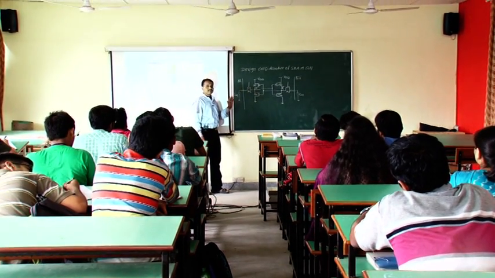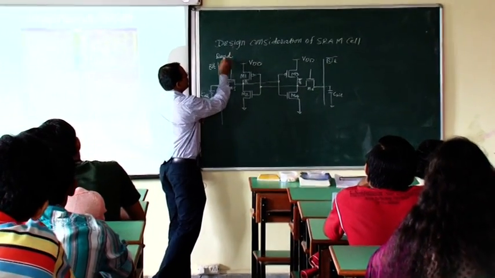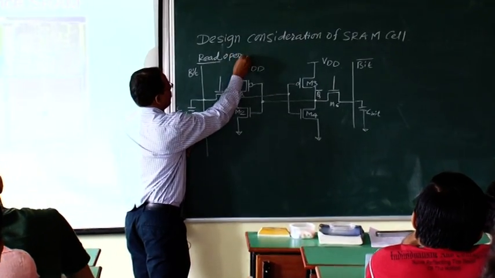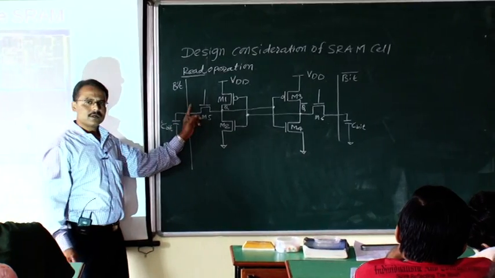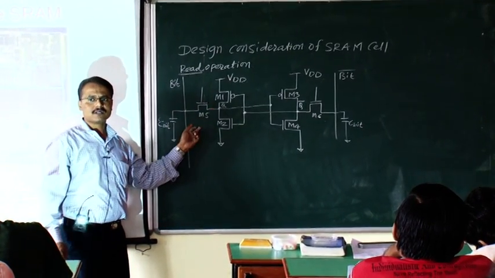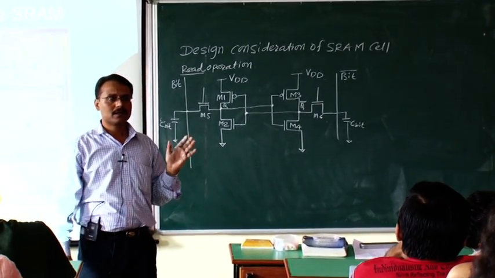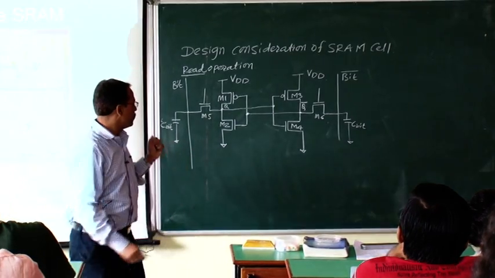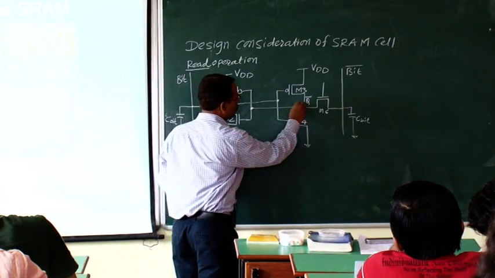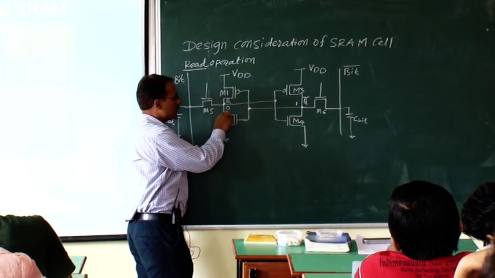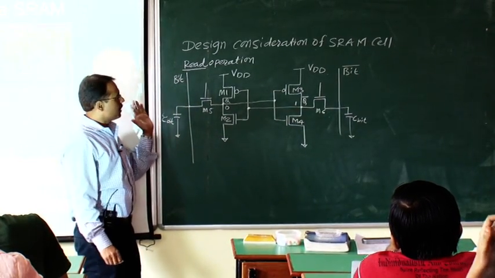Now design consideration means first is read operation. I told you that you have to find out W and L for each transistor such that during read operation content should not get modified. For example, suppose 0 is stored here, 1 is stored, means if 0 is content of memory location, then its complement is 1. Now see, I want to read this.